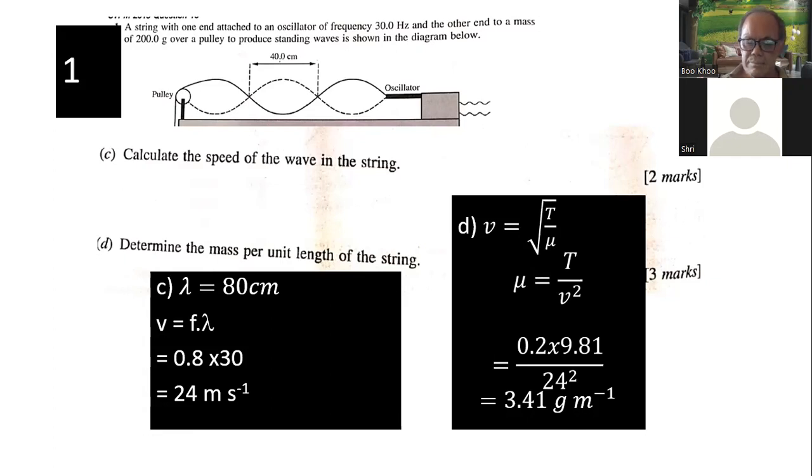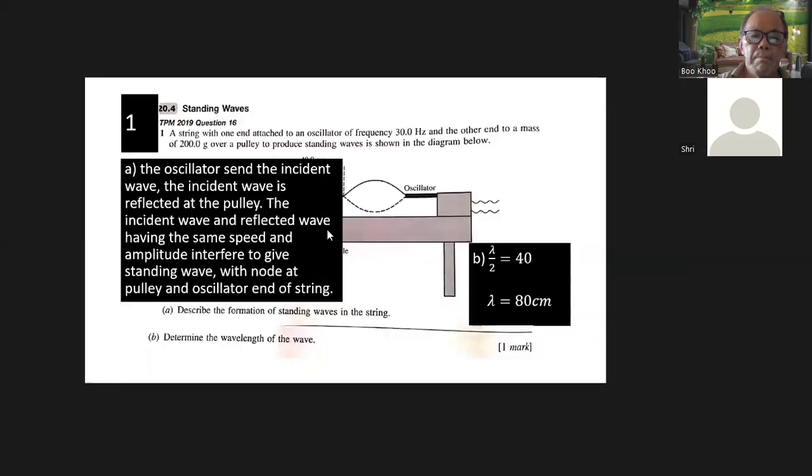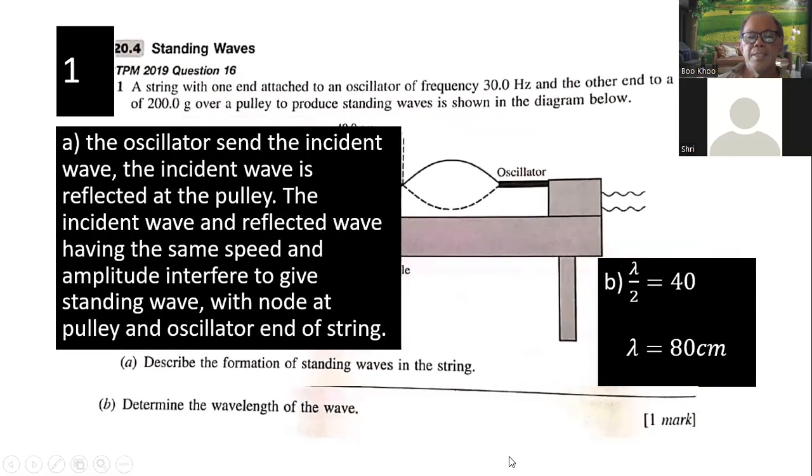Okay. So can you go back to A? You need to say that the oscillator is the one that sends the wave, and then it's reflected at the pulley. And this incident and reflected wave have the same speed and same amplitude, so they interfere to form a standing wave. And that at this end of the string and at the pulley end of the string, they are stationary, they are nodes. That's all.